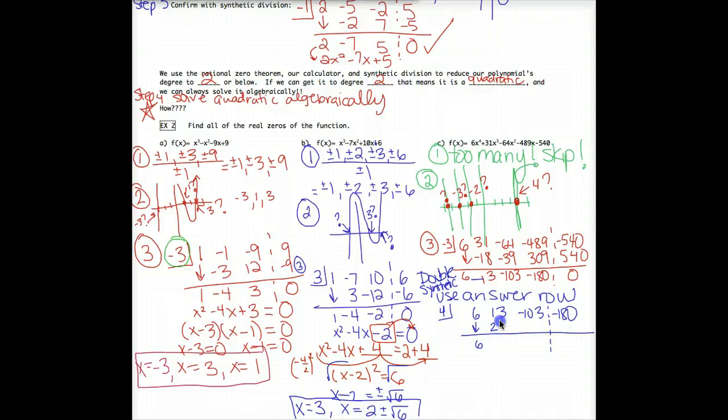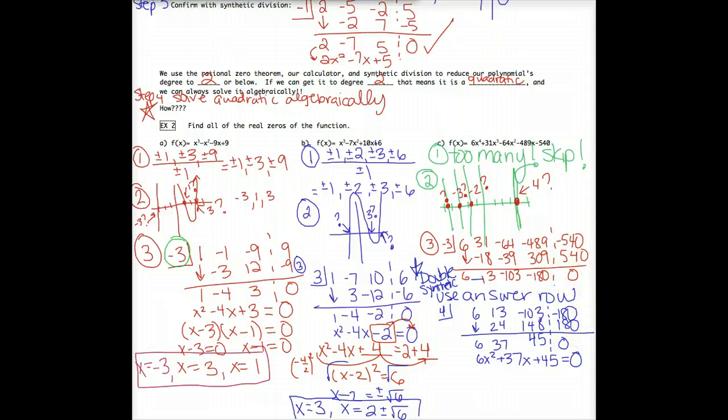4 times 6 is 24. Add, it gives me 37. Then 4 times your 37, box times bottom, is 148. -103 plus 148 is positive 45. 4 times 45 is 180. So this worked. Now, because I did double synthetic, I now have this down to 6x squared plus 37x plus 45. That is a quadratic that I can solve.